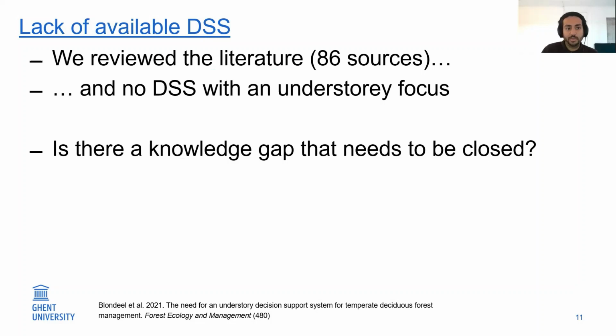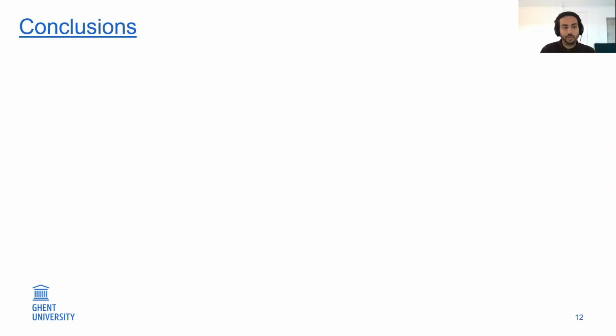And we also in tandem reviewed the literature, and we found no decision support system with an understory focus in temperate forest biomes. So that begs the question, is there a knowledge gap that needs to be closed? Because we know that this forest understory is an important layer for biodiversity and functioning, but is this knowledge not trickling down to decision makers, and can it help with attaining their management objectives? And so then we conclude this problem in 3 points.